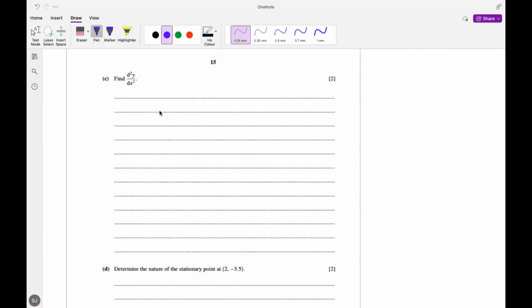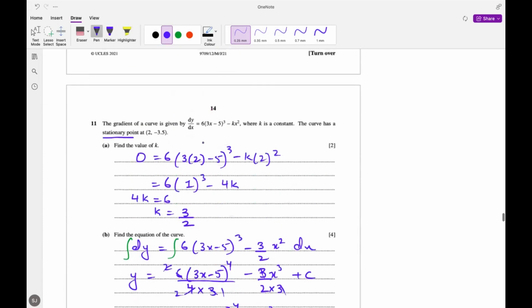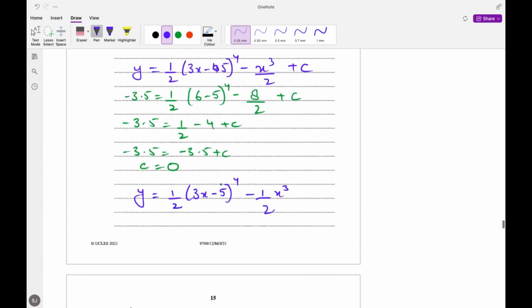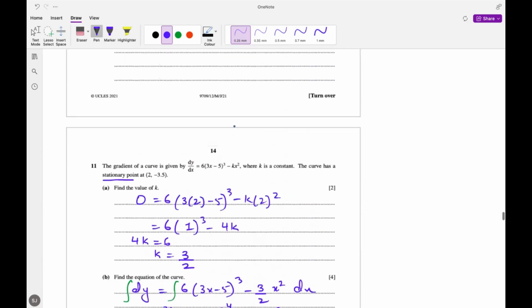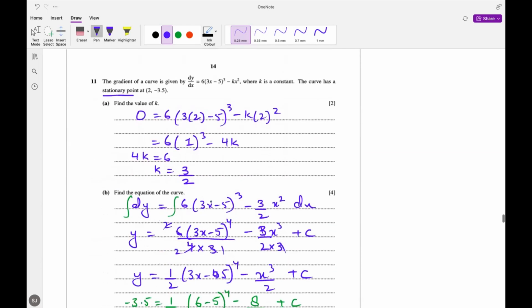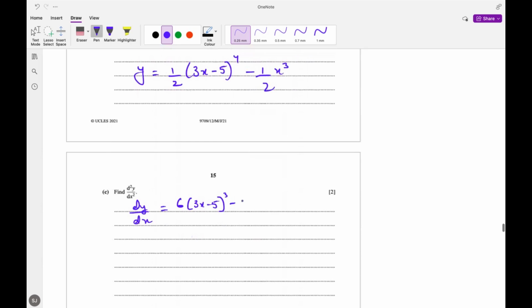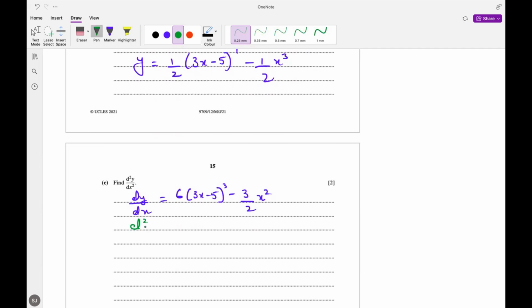In part C, we have to find d square y upon dx squared. So the expression for dy upon dx was equals to 6 into 3x minus 5 whole cube. So this was 6 into 3x minus 5 whole cube minus kx squared. So this will become, as k was equals to 3 upon 2, minus 3 upon 2x squared. To find d square y dx squared, we will differentiate the expression again.